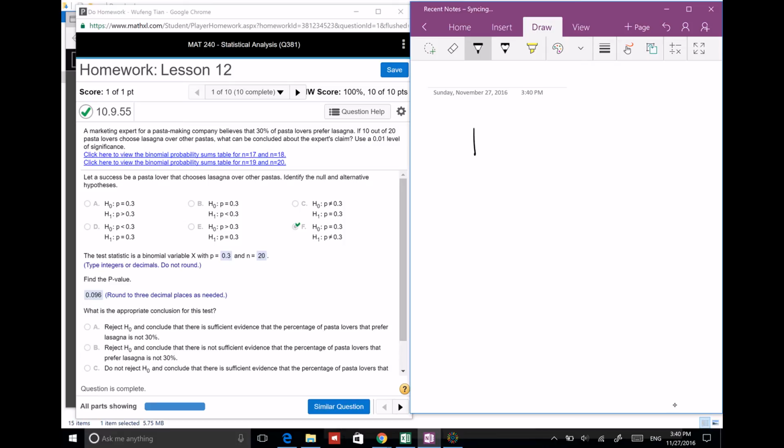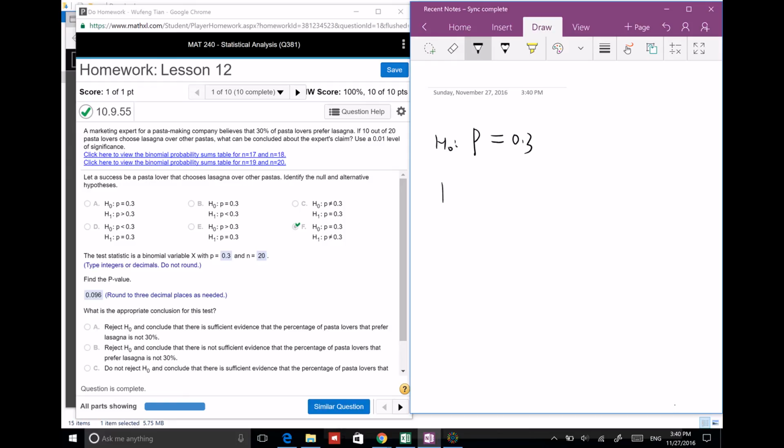A marketing expert for a pasta making company believes that the proportion is 30%, P equals 0.3, the null hypothesis, of pasta lovers who prefer lasagna. If 10 out of 20 pasta lovers choose lasagna over the other pastas, what can be concluded about the expert's claim?